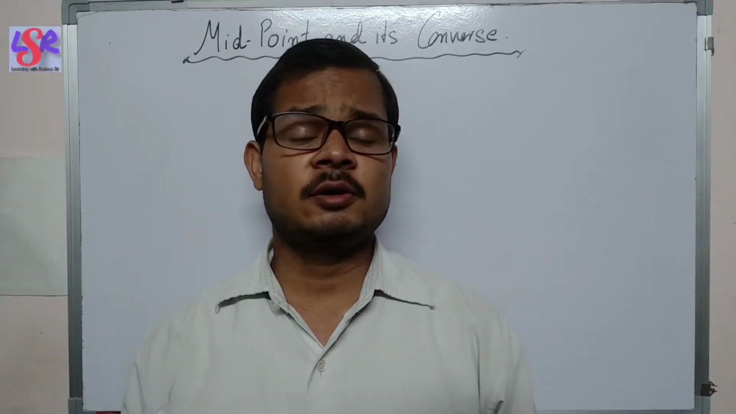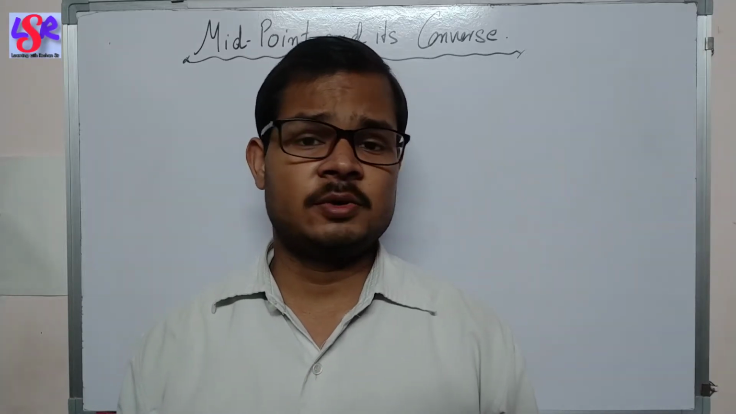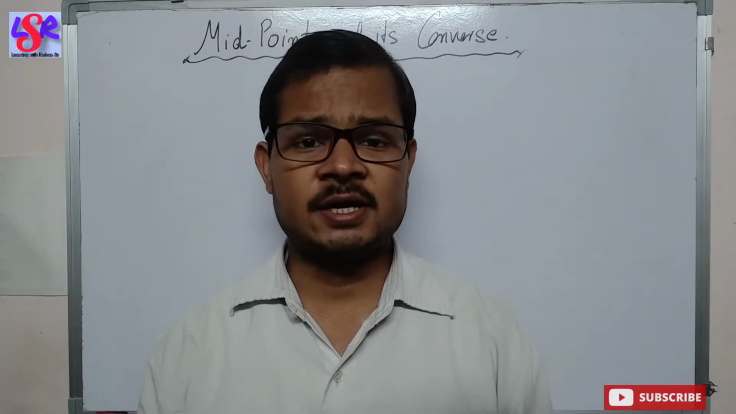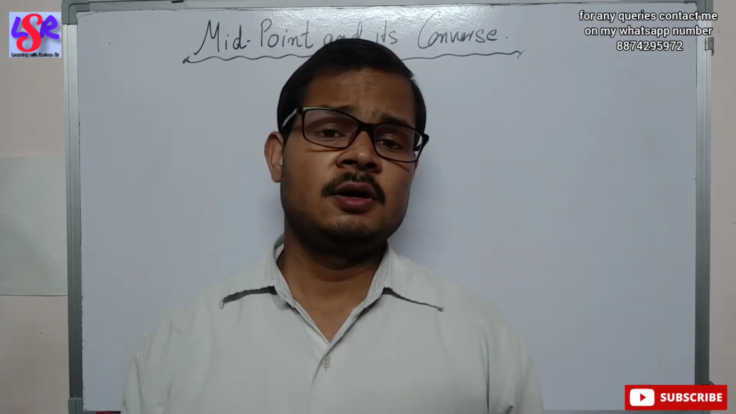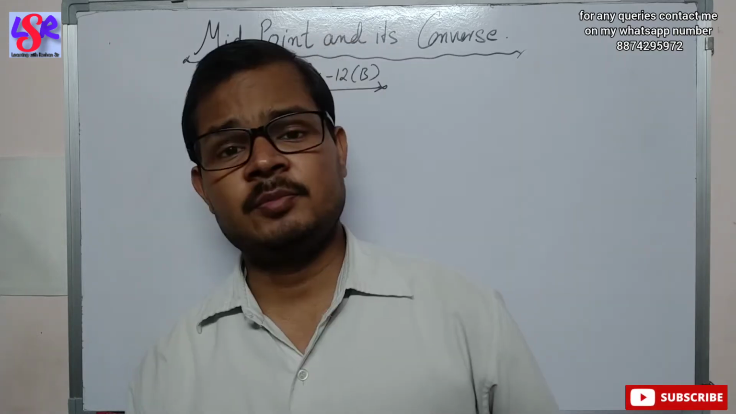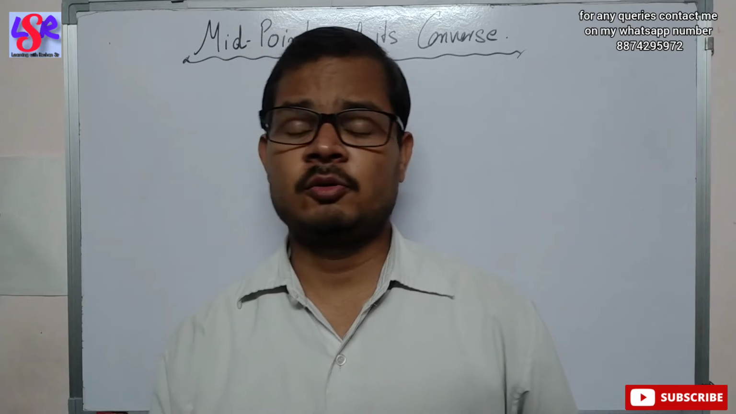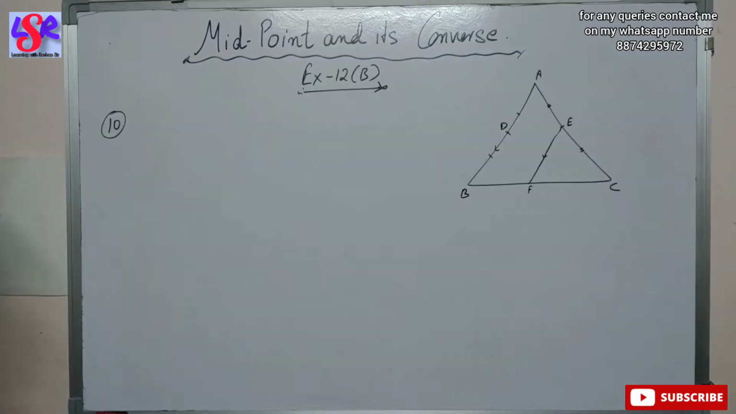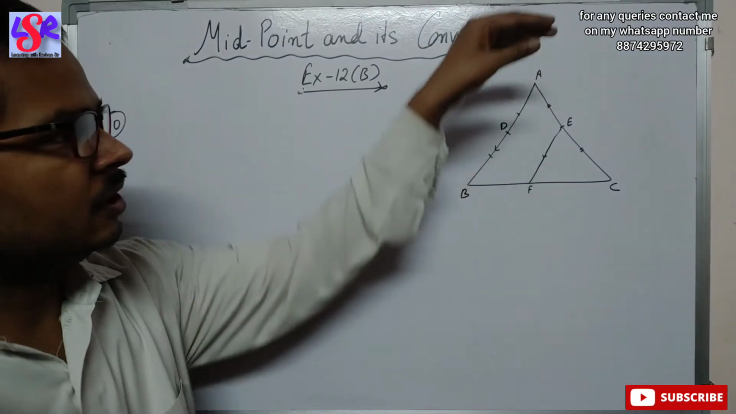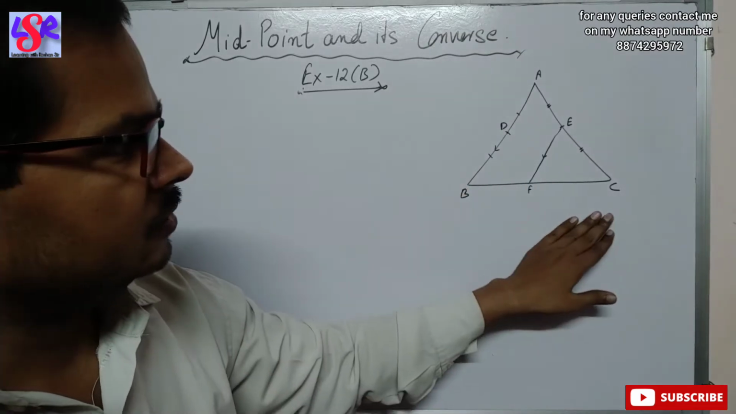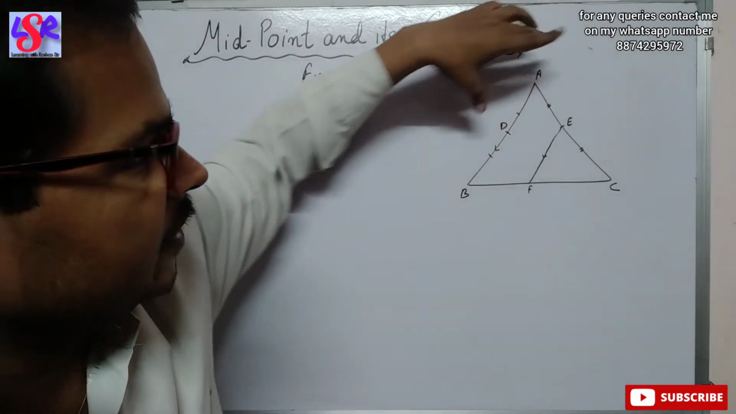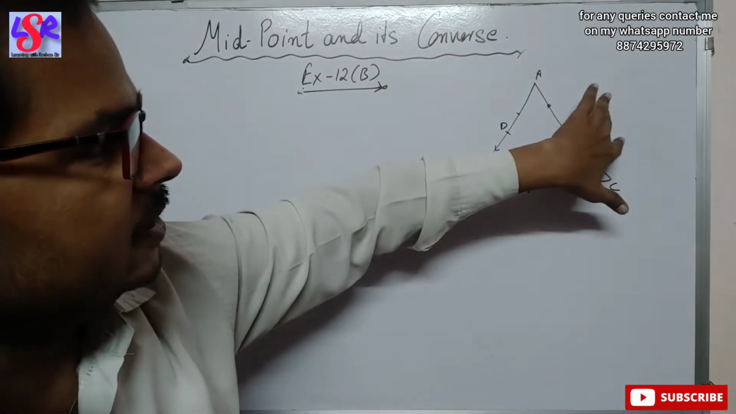Hello everyone, here we are going to continue with exercise 12b of the chapter midpoints and its converse. We did up to question number 9 in our previous video. Now we'll be doing question number 10. Here we have been given a triangle ABC in which D and E are the midpoints of the respective sides AB and AC.